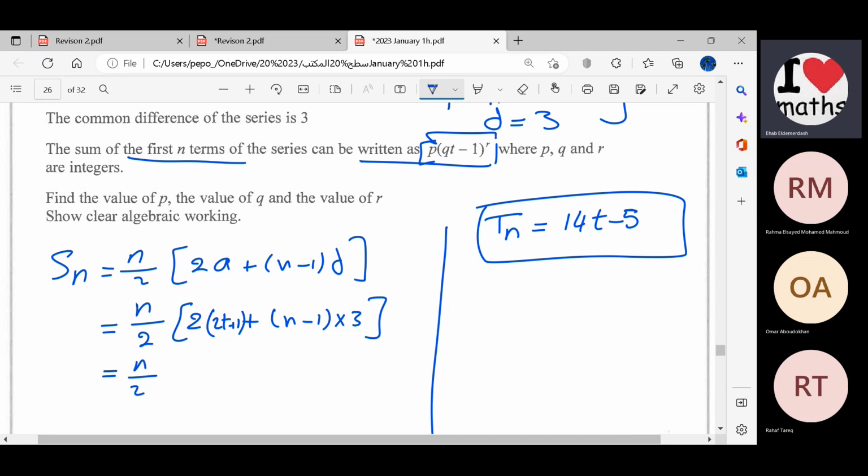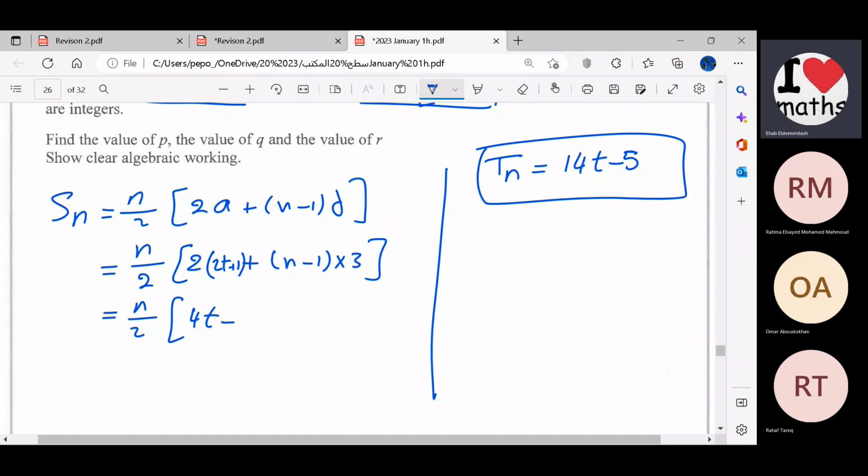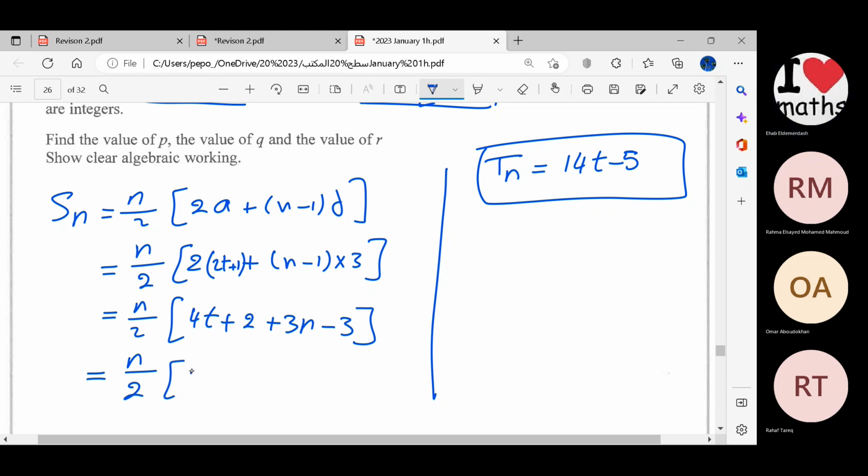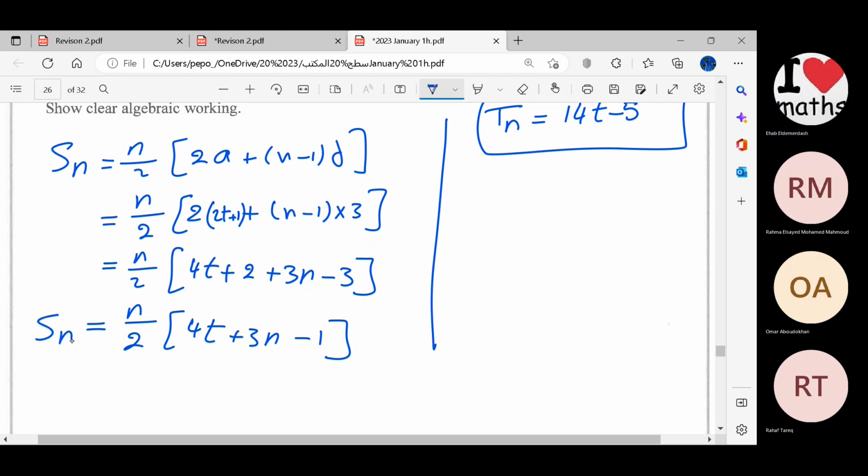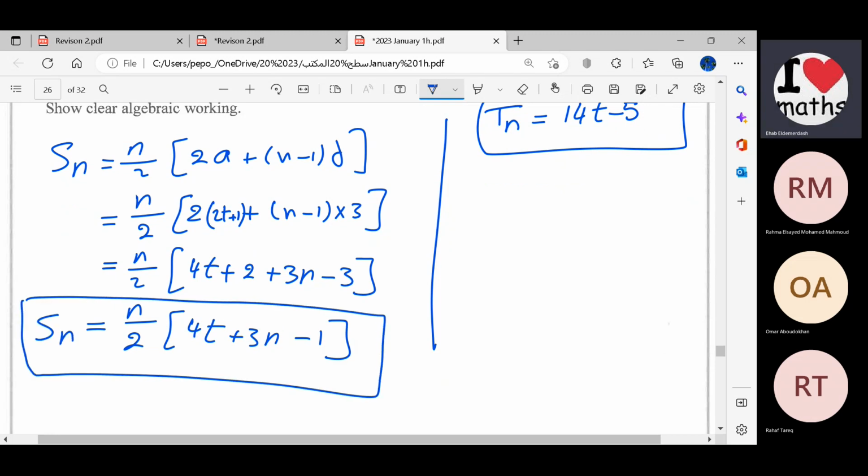So I went through this one. The sum of nth term is n over 2 into 2a plus n minus 1 d. So I went through it as 2 into the expression, 2t plus 1. So it's 4t plus 2 plus 3n minus 3. I'm just working on it. It's n over 2 into the bracket 4t plus 3n minus 1. Okay, that was the Sn. This is the maximum that I can do for the Sn.